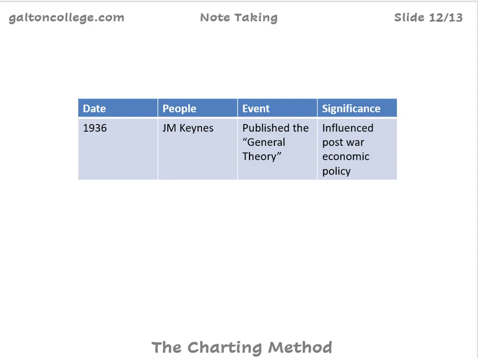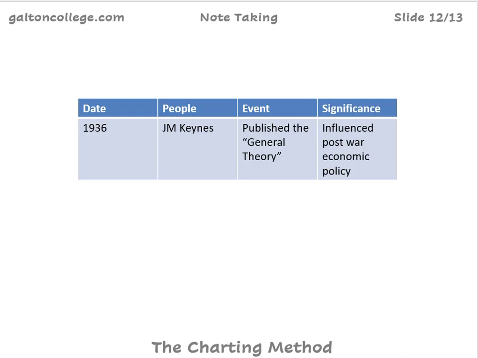Actually, it's called The General Theory of Employment, Interest and Money. But you don't want all of that. The General Theory is fine. And the significance. What happened? What did this book do? Why are we talking about it? Well, it influenced economic policy for whatever it is, 30 or 40 years. Some would say it's still around. It's still influencing policy. Now, we've got one set of categories here.